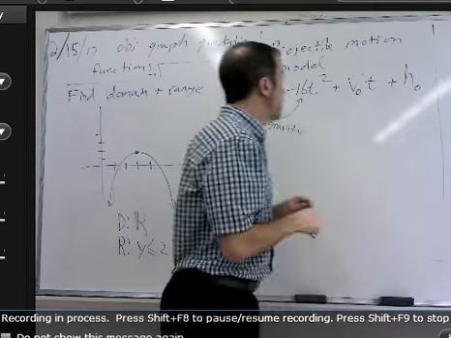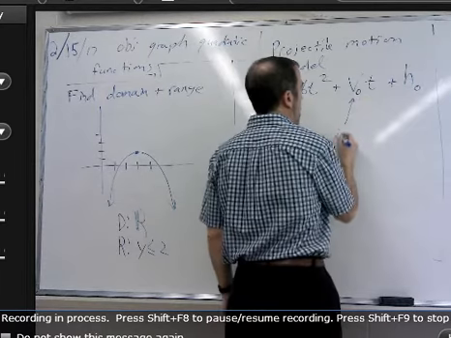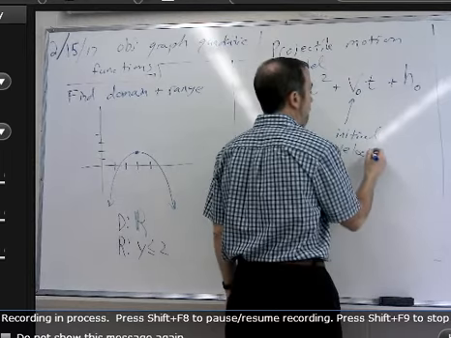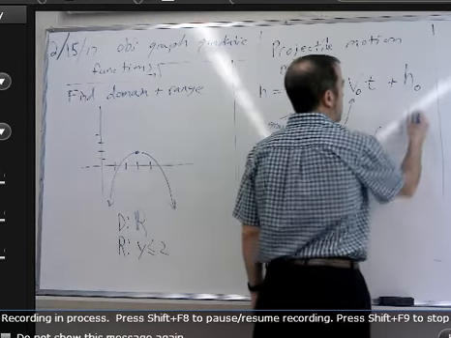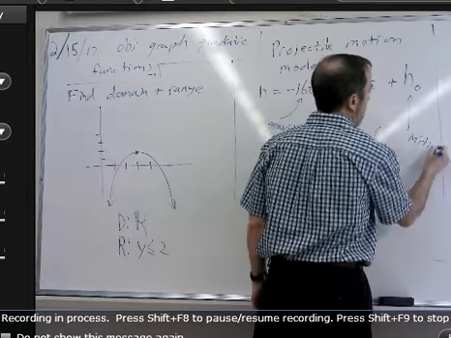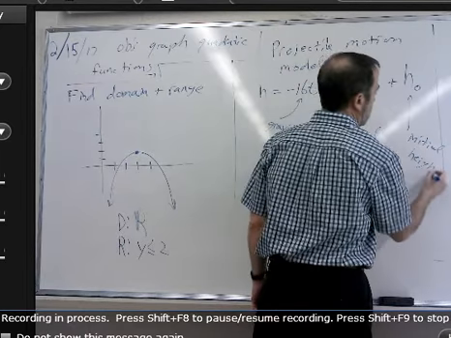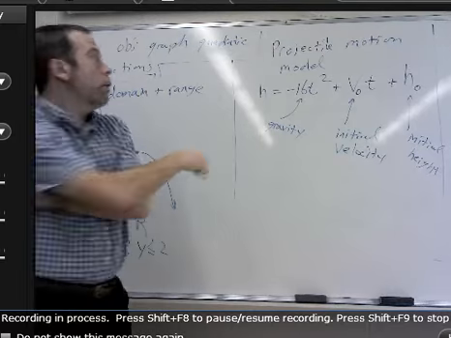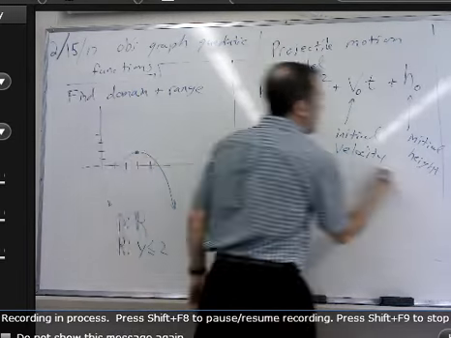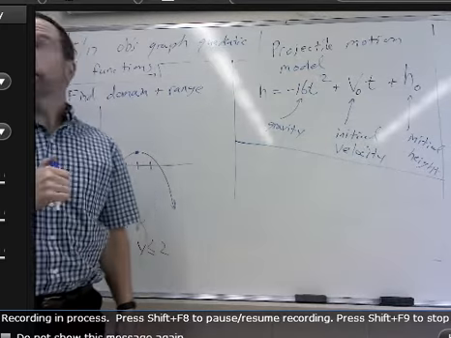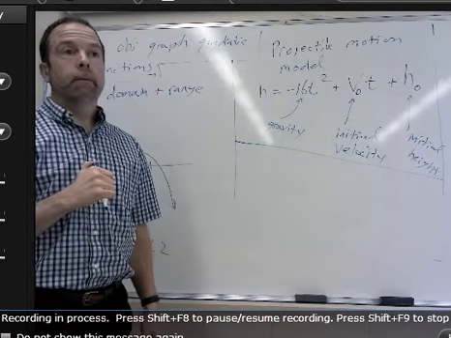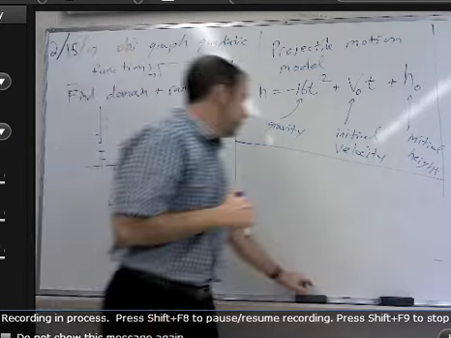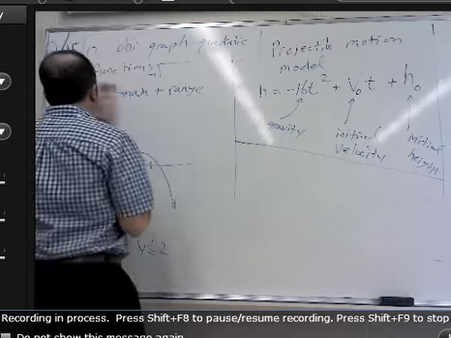So this is the initial velocity, and this is the initial height. So this is the formula that we always have for projectile motion. Everyone's okay? Great. So we're going to have time to do about one problem here.